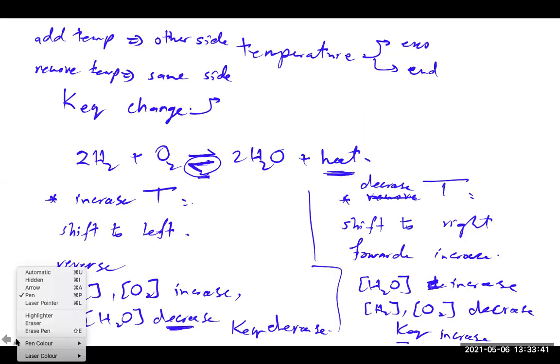Okay, so another thing you need to know before we start solving problems is something called Qsp. So what is Qsp? Qsp is called the ionic product. How to write the ionic product? The ionic product is the product of the concentrations of the ions of the substance that will be dissolved in water.